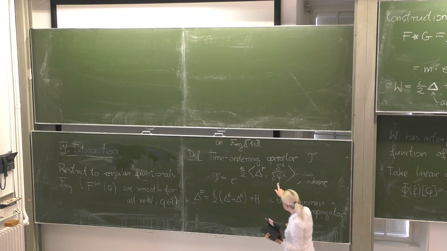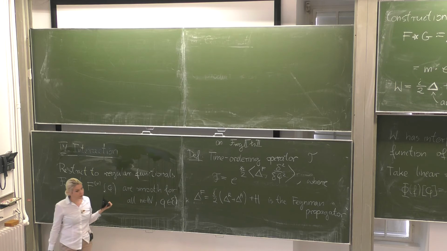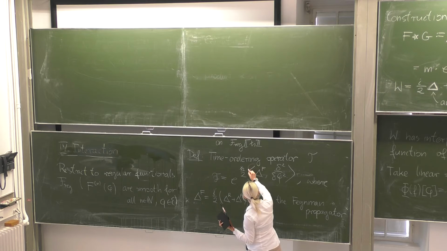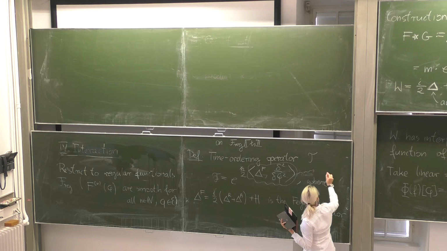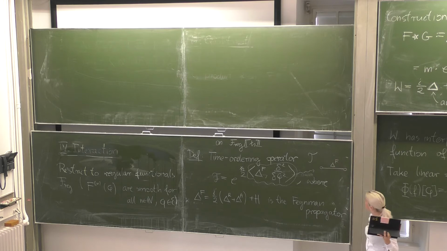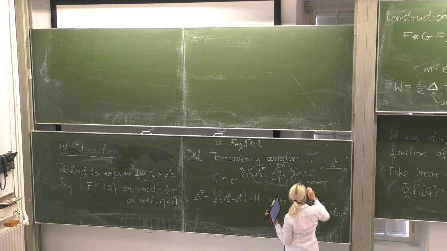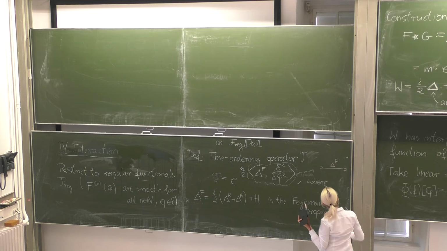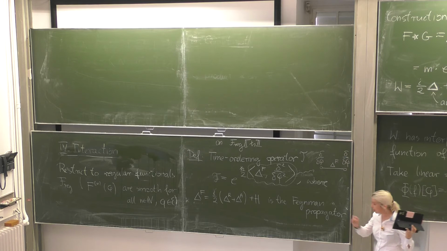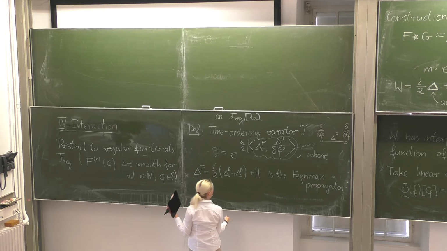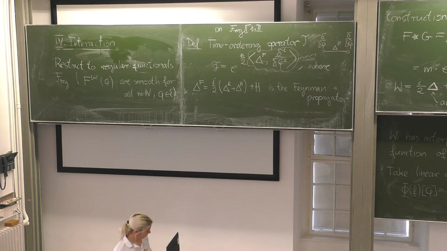So it's very useful to have a picture of how this acts. So this is actually contracting pairs of field configurations with delta F. So the way I like to think about it is I have this Feynman propagator associated with a line. Let me make a bit more room. And then at the end, I have derivatives with respect to phi. So when I apply this T, I end up contracting various field configurations pairwise. So that's the first definition.